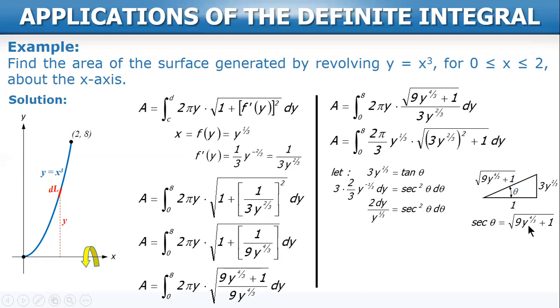So kana lang. I-replace na to. This one, square root of 9y raised to 4/3 plus 1, it's secant theta. Secant theta ni, ang y raised to 1/3, ang y raised to 1/3 is this.